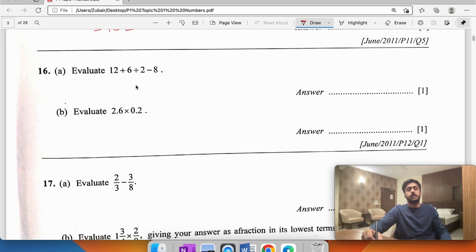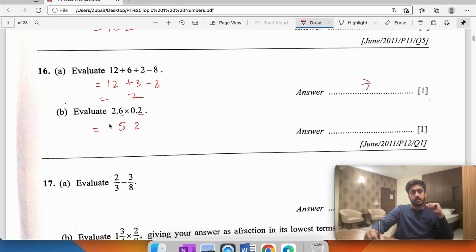The maths rule, evaluate this. So 12 divided by 2 is 6, then 6 by 2 is 3, minus 8. 12 plus 3 is 15. 15 minus 8 is 7. Multiplication again. So 26 into 2 would be 52, and there's 1 and 2 decimals, so 0.52.